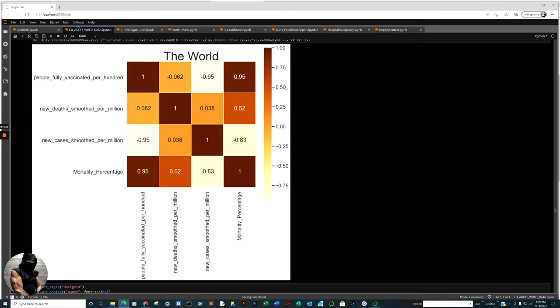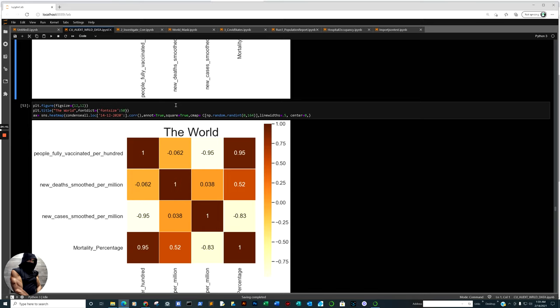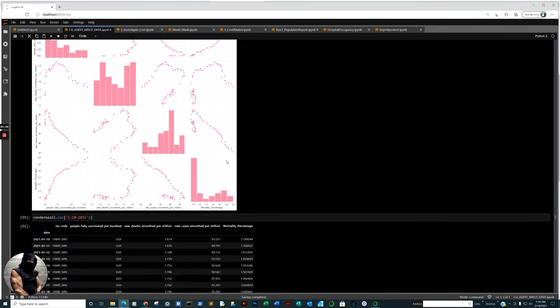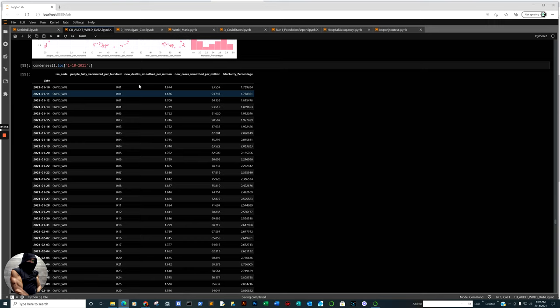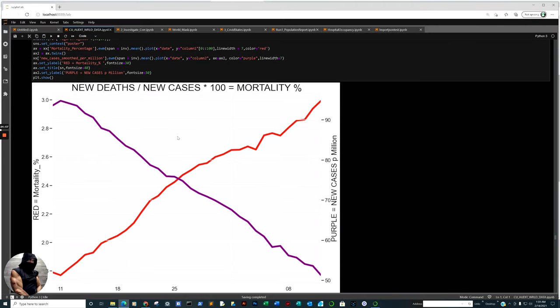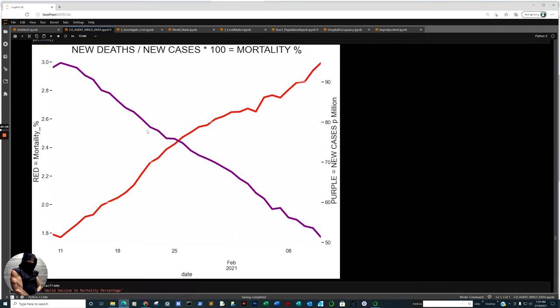However, then I broke up the date a little closer, I think. Yeah, I broke the date up to December 14th, to see if I had any difference in the figures, not much. So here we are, and pair plot. Again, new deaths per million divided by new cases per million gives us mortality percentage. We covered this. There's other charts. There's that incredible X.